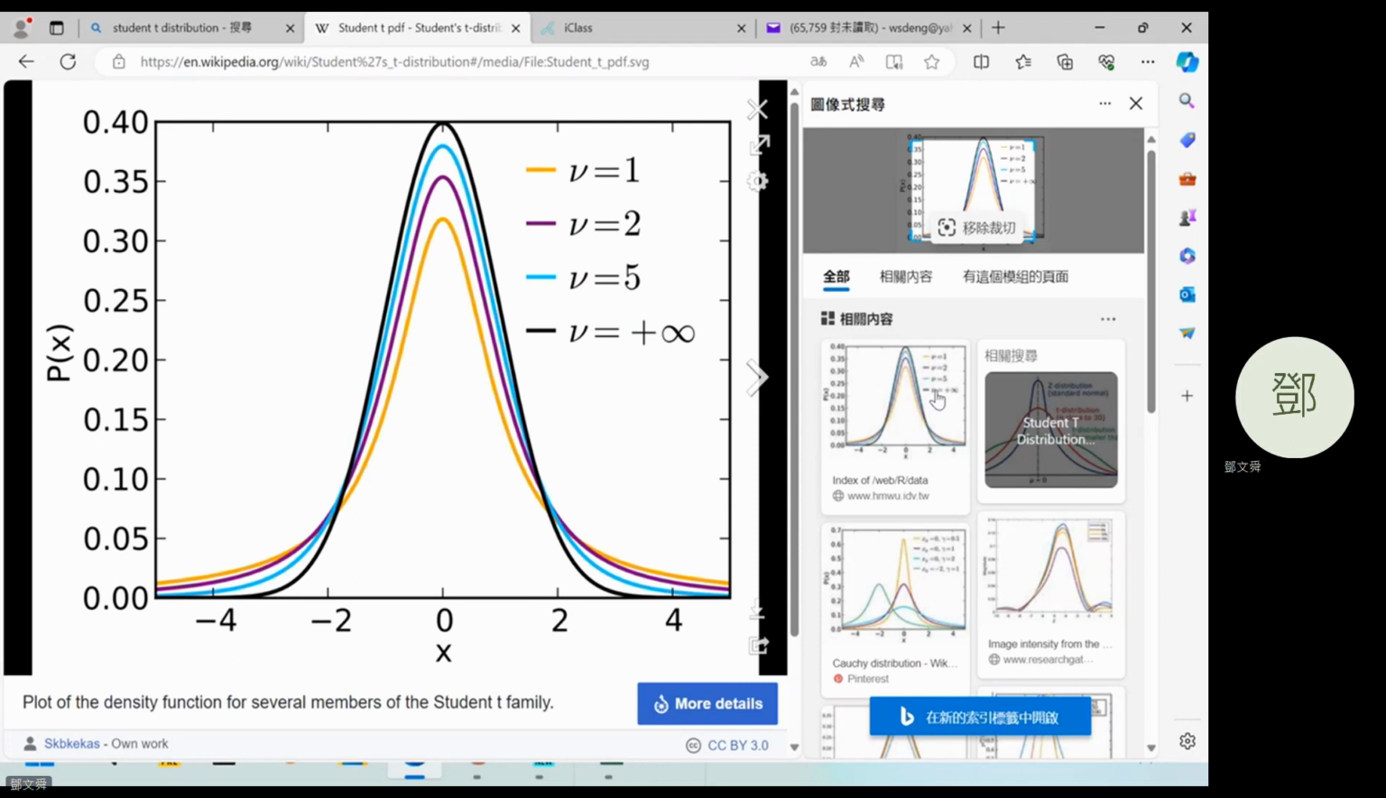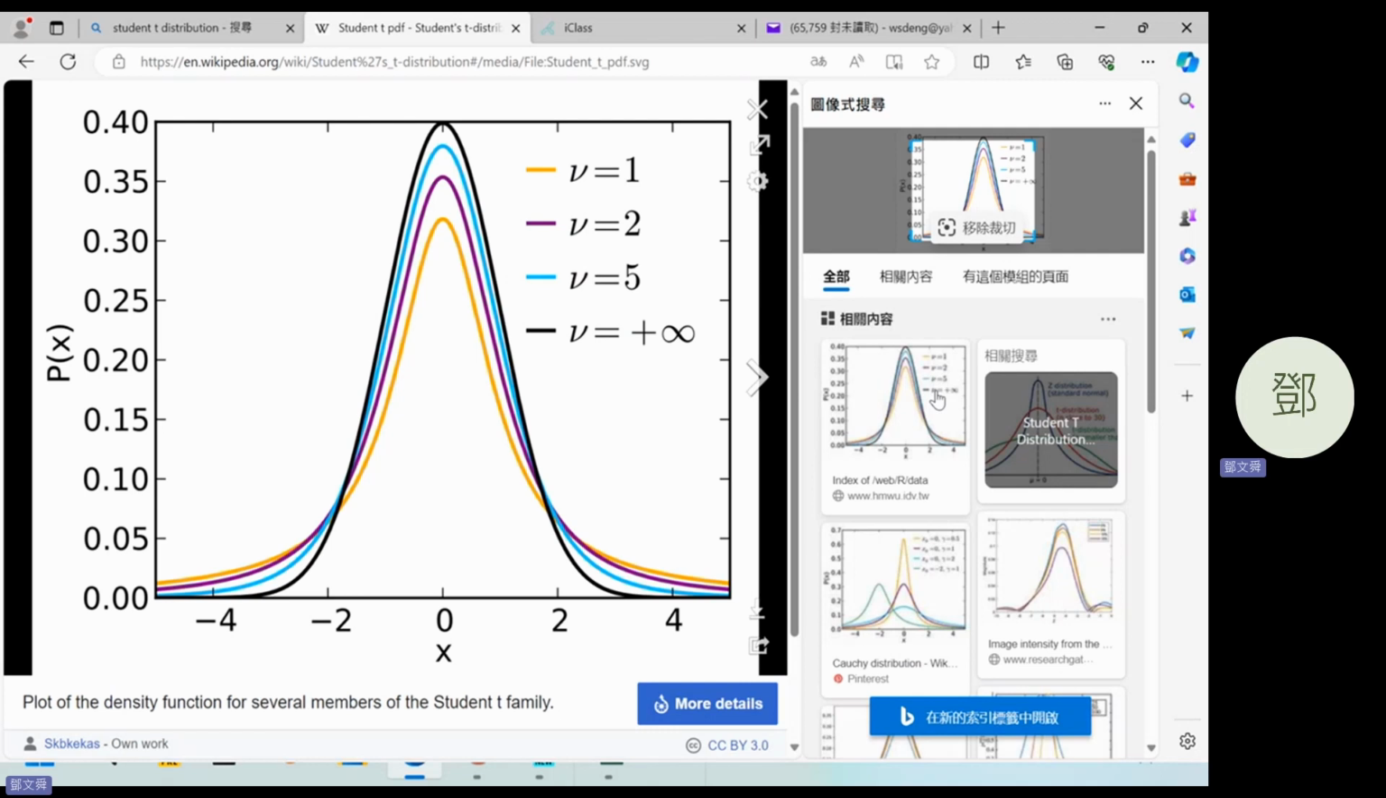And what is the color? The blue one is the T distribution with the degree of freedom 5. So N is 5 here. And what if N or v goes to infinity?